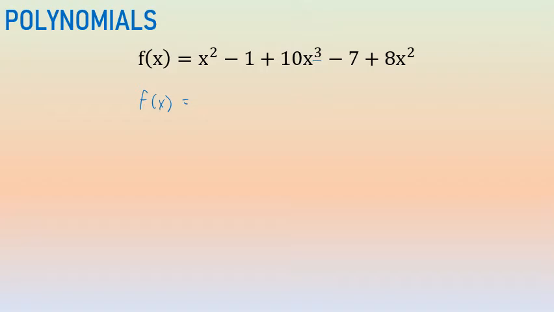So ano bang highest exponent natin dito? We have cube. So anong term yung merong cube? 10x cubed followed by yung x squared natin plus x squared. Ito yung x squared plus ito naman 8x squared plus 8x squared. Then we have here constant, negative 1 and negative 7. Yan. So again, ito class is just equal with this one. Wala tayong binago dyan. In-arrange lang natin. Hindi natin binago yung value.